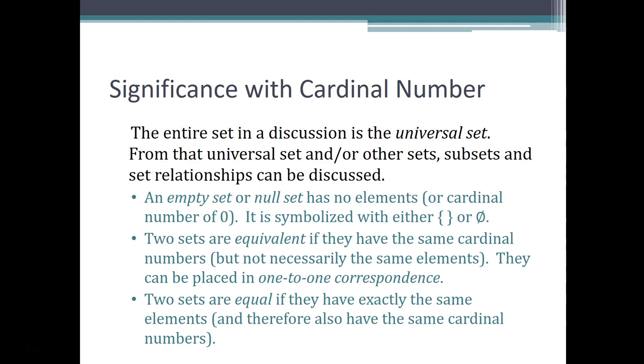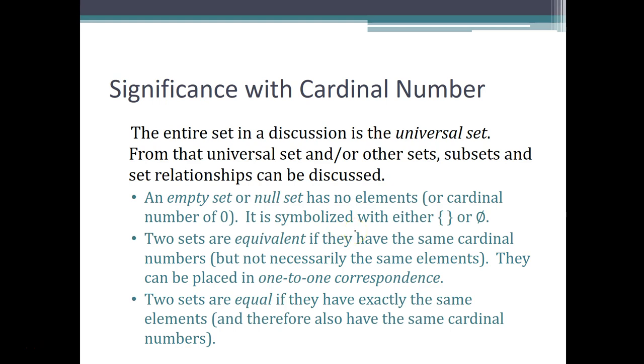It is possible to have a set that has no elements. That's called the empty set or the null set. It's symbolized with either those empty brackets or with that 0 with the slash through it. I don't like writing zeros this way because to me this symbol actually means null set or empty set, which is a different concept than 0. The empty set or null set has a cardinal number of 0 because there's 0 items in it.